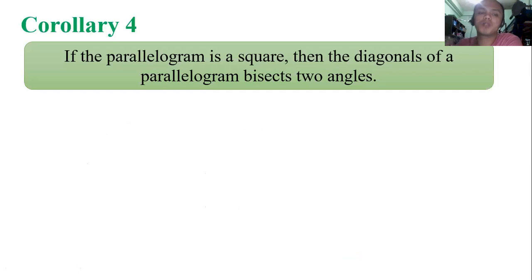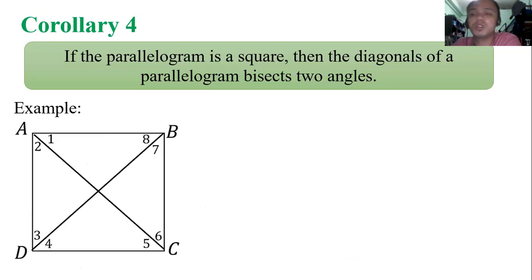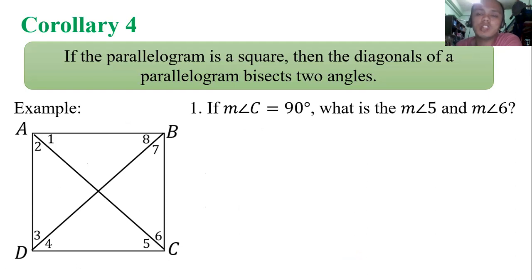Next, corollary number 4. If the parallelogram is a square, then the diagonals of a parallelogram bisect two angles. The same story doon sa rhombus. Okay, example here. Ito yung figure. We have diagonals AC and BD ulit. The problem is, if measured angle C is 90 degrees, automatic lahat naman to 90. Ito yung difference na konti dito pagdating sa square and rhombus.